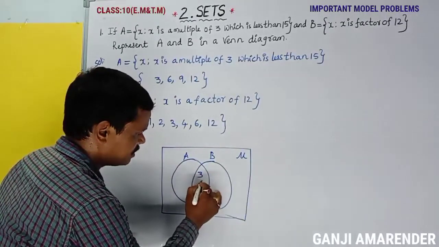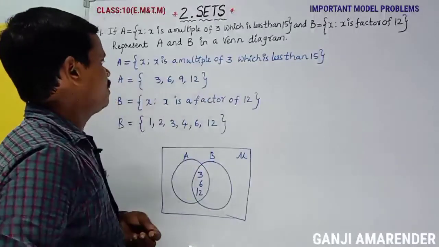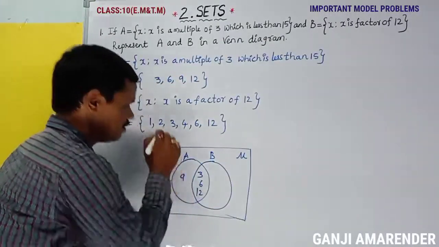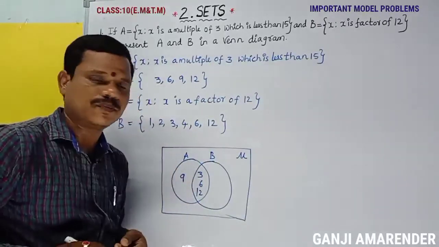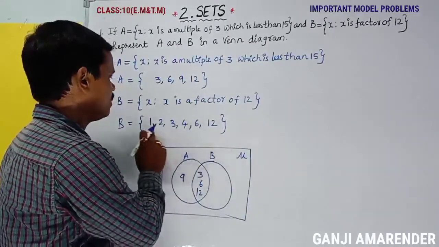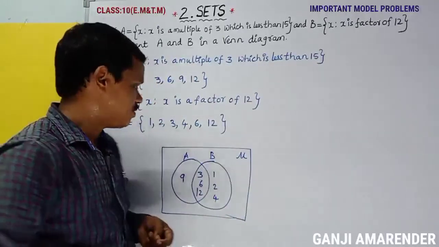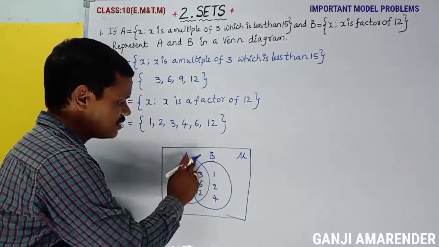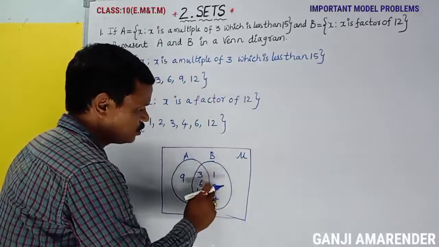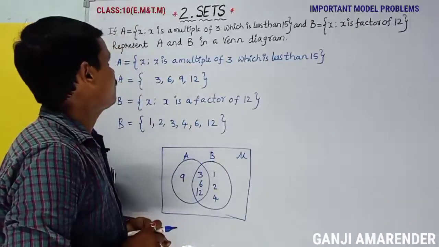Take here 3, 6, 12. Okay, here 3, 6, 12, and what are the remaining elements in set A? 9. You take this here. Okay, next the remaining elements of set B, other than 3, 6, 12, are 1, 2, 4. Right, here 1, 2, 4. Okay, so this is set A. What are the elements of set A? 3, 6, 9, 12. Set B means 1, 2, 3, 4, 6, 12. Okay, this is the representation of A and B in a Venn diagram.